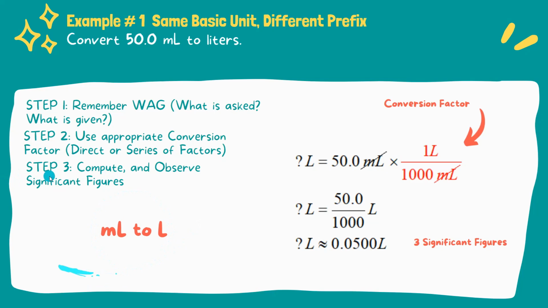So step 3, compute and observe significant figures. So evaluate the equation, cancel milliliters, you will get 0.0500 liters, which is reported in 3 significant figures.